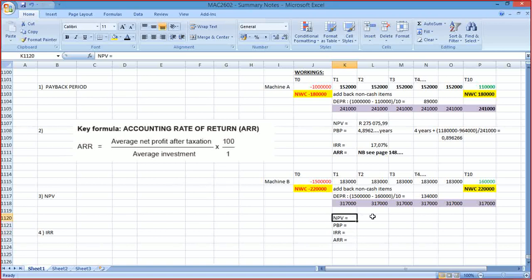Net present value is going to be calculated using your cash flows. On your cash flow button on your calculator, I'm still using 12%. Your first amount is going to be negative 1.5 million plus negative 220. Then your second amount is 317, that's 1, 317, 2, 3, 4, 5, 6, 7, 8, 9, and then the last one is going to be 317 plus 160 plus 220.